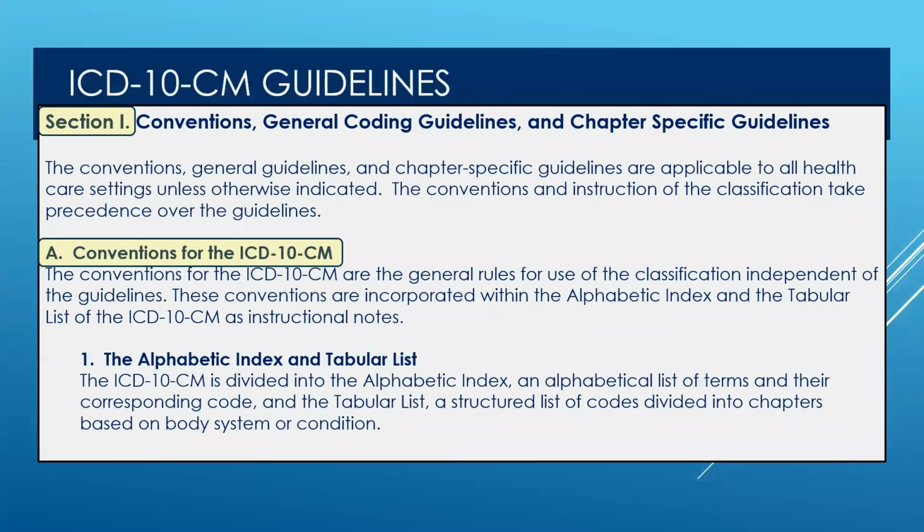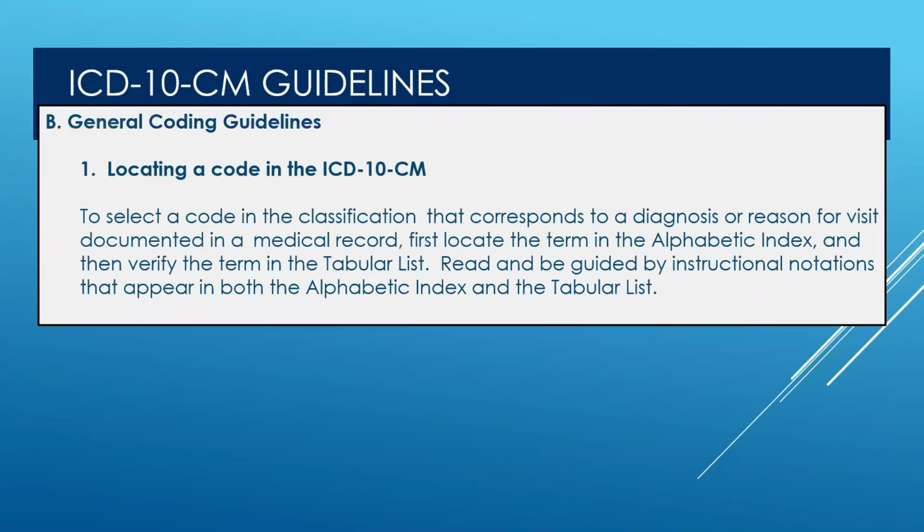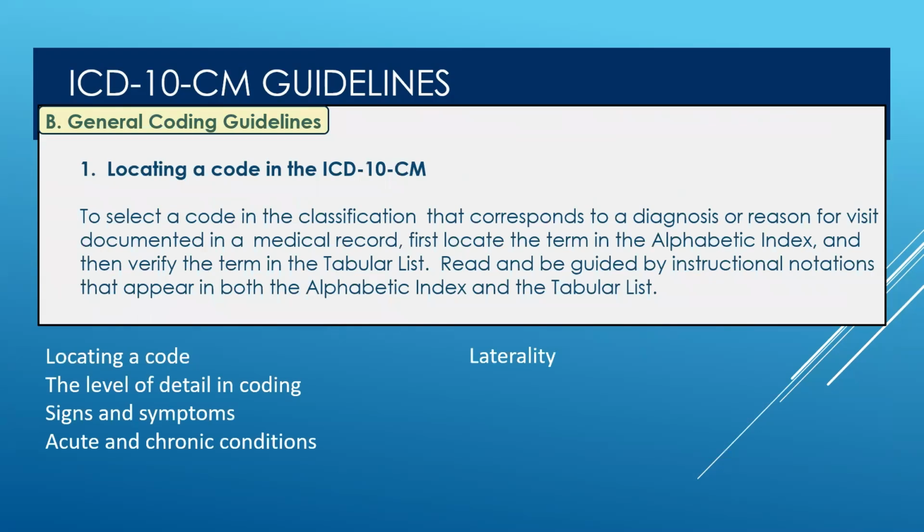In Section 1, Guideline 1A, we have conventions for ICD-10-CM. These are the general rules of the classification independent of the guidelines. Guideline 1B talks about general coding guidelines. These include guidance on things like locating a code, the level of detail in coding, signs and symptoms, acute and chronic conditions, laterality, borderline diagnoses, and the use of Z codes. Again, read through these and keep this page up while you're working for easy accessibility. Some of these you'll remember quite easily, but for others, you may find yourself needing to reference them.